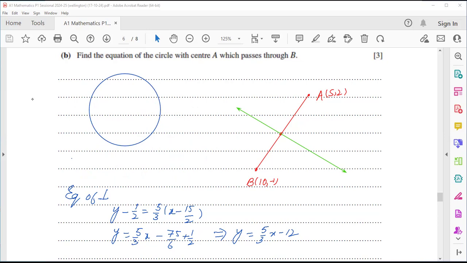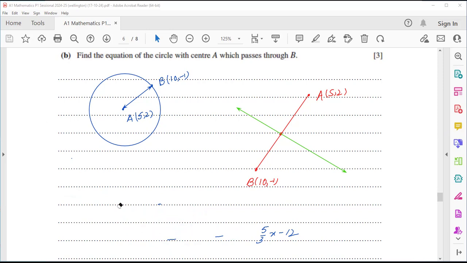The center of the circle is given, that is point A with coordinates 5 and 2. Am I right? And the point B is this one, with coordinates 10 and −1. Am I right? Now you have to find the radius of the circle. How will you find the radius of the circle? You have to use the distance formula.